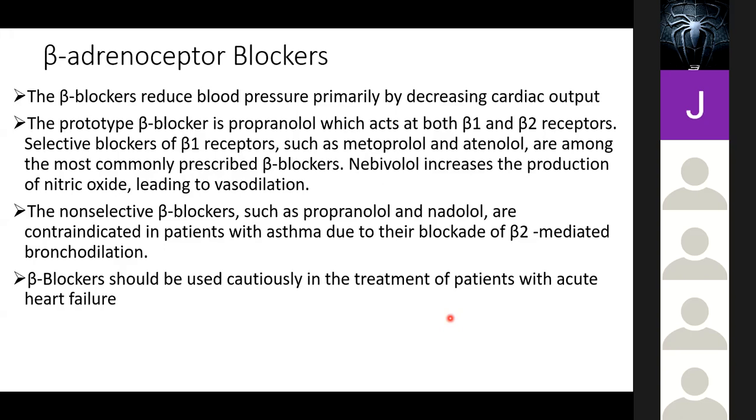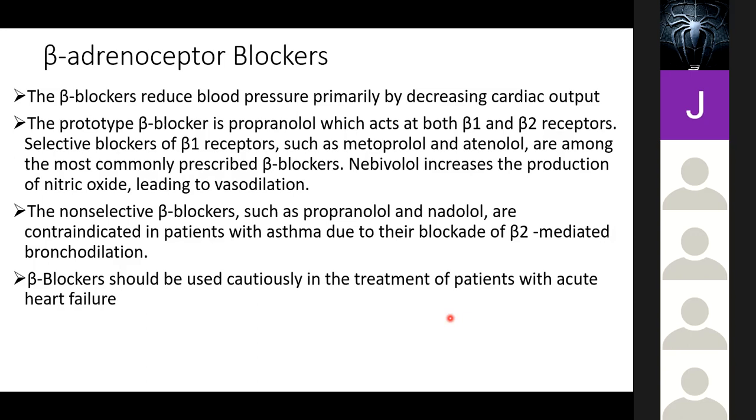So we have the beta blockers, okay, which reduce blood pressure primarily by decreasing cardiac output. And you remember I made mention of beta receptors, which are located on our heart. So we have beta 1, which is mostly located on our hearts. And there are some drugs, like propranolol, which can act on both beta 1 and beta 2. And since beta 2 is not really needed here, our focus is on the heart. We have selective drugs such as metoprolol and atenolol, which are selective blockers for beta 1 receptors.